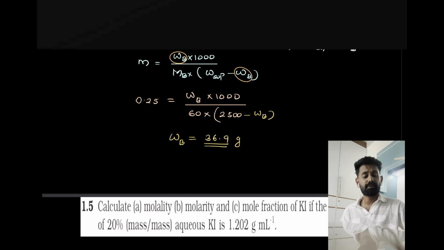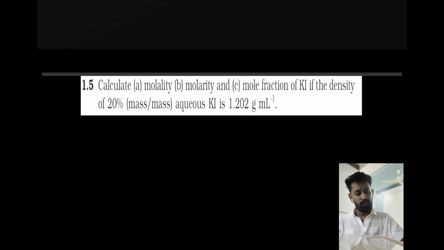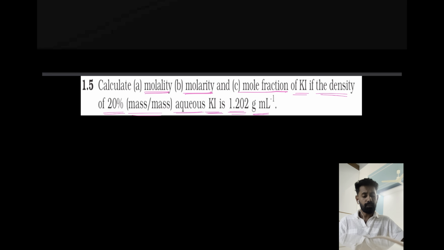Okay, easy. So now let's move to the final question. The question is, calculate the molarity and mole fraction of KI if the density of a 10% mass by mass aqueous solution of KI is 1.202 gram per ml. Here in the question they have given the mass percentage of KI and the density of the solution, right? From the given data, if we do this question by the conventional method, it will take too much time. So let's do it quickly by simple equations.